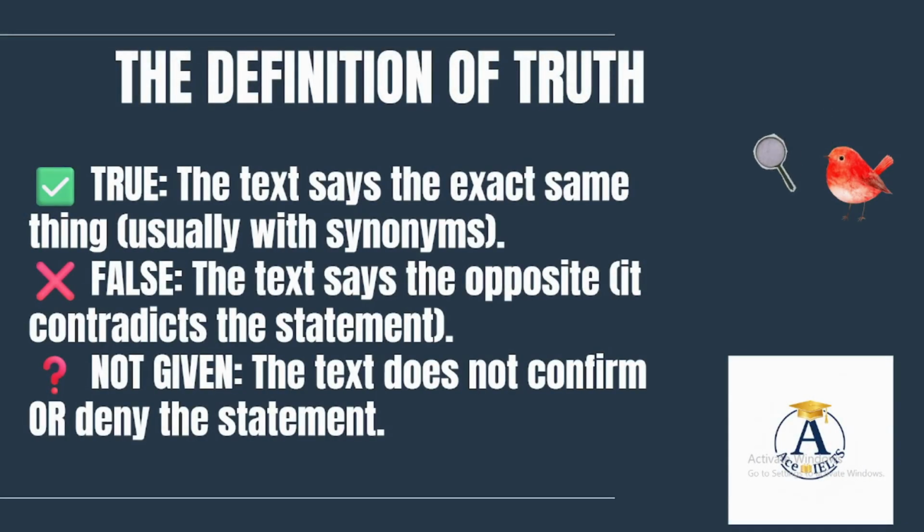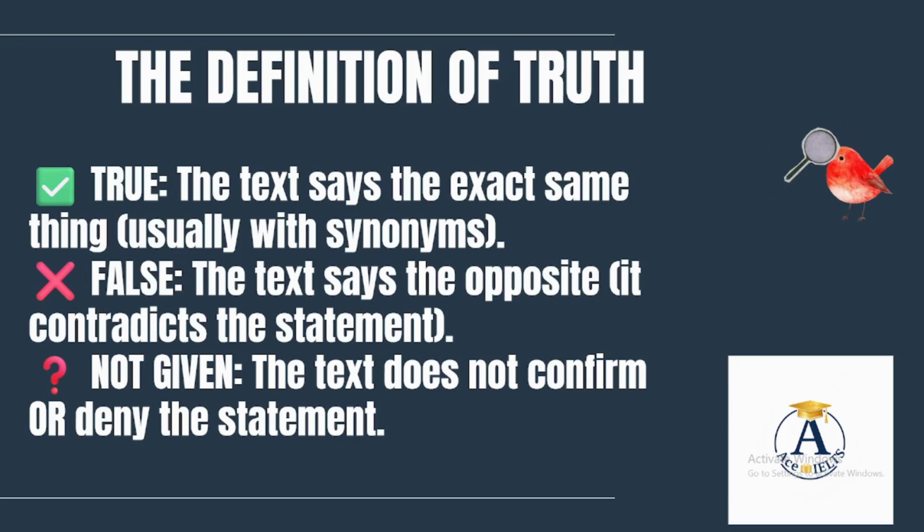Let's look at our mental filter for today, the traffic light system. True, this is a green light. The text says the exact same thing as the question. It will use synonyms, but the fact is 100% confirmed. False. This is a red light. The text says the opposite. It doesn't just give different information, it actually contradicts the statement.